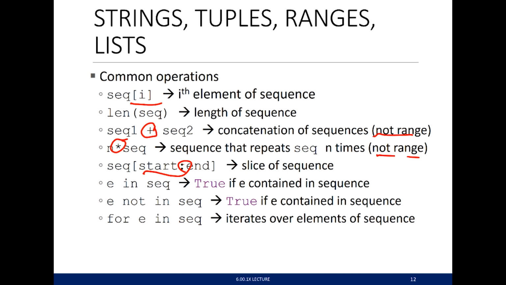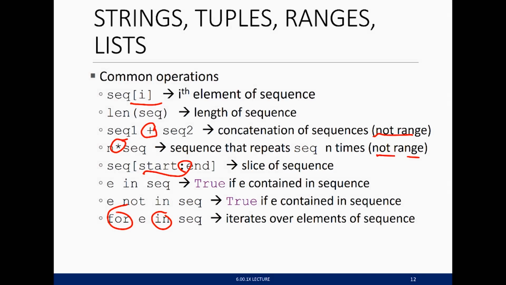I can test if something's in a sequence. So by simply asking, is this element in the sequence? Will return true. Same common form. I can say, is it not in the sequence? And I can iterate over the sequence by simply using for and in and walk down the sequence.